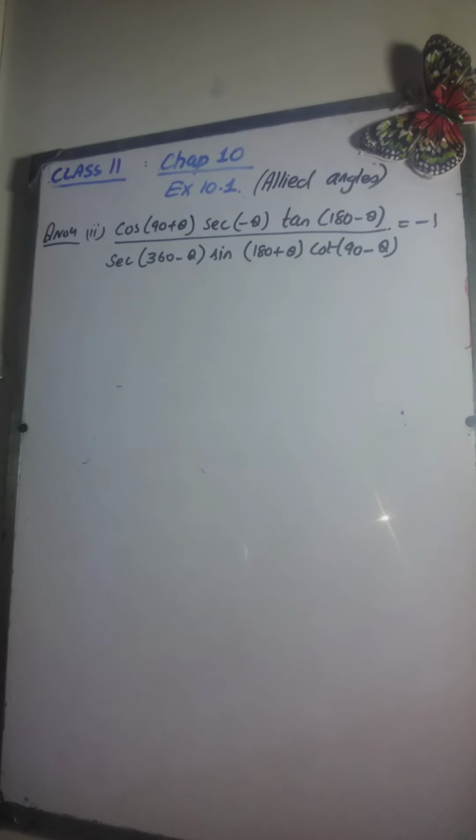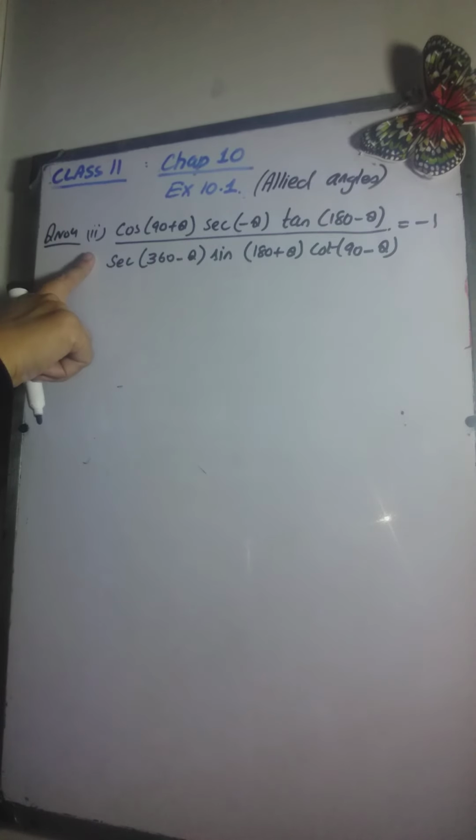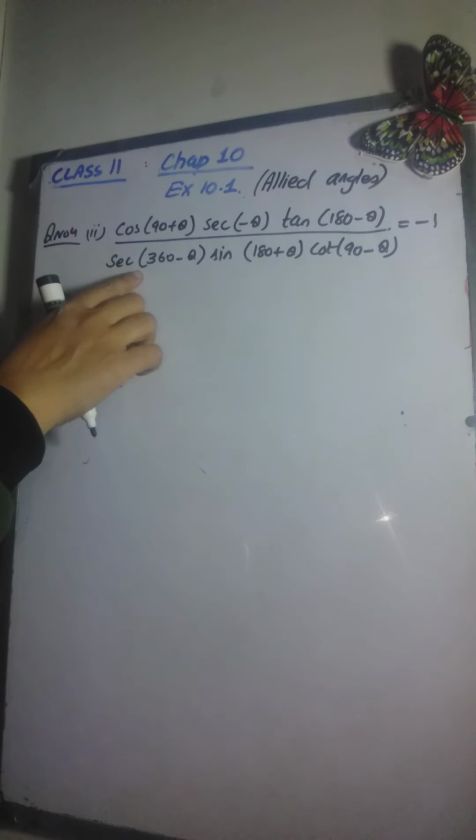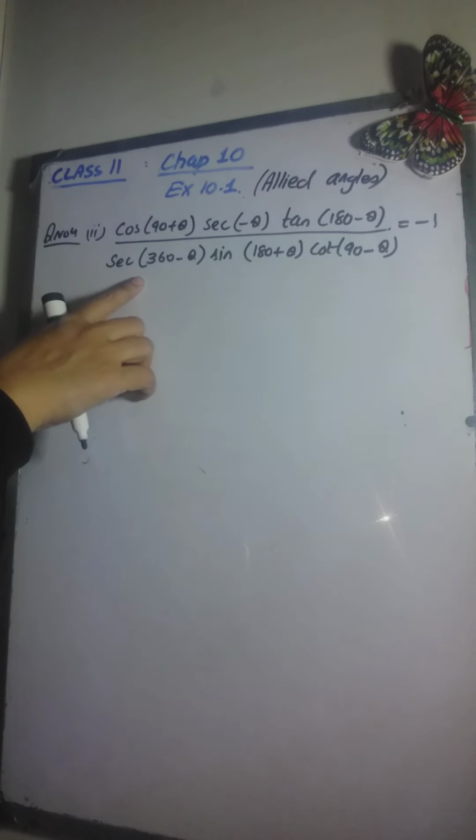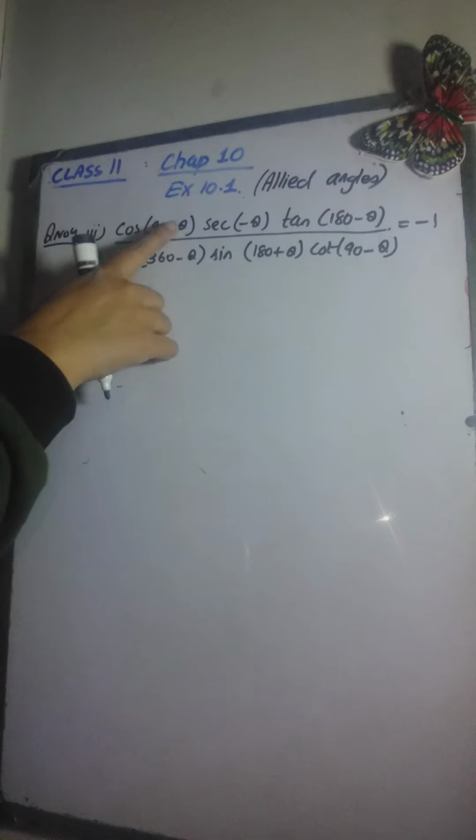Bismillahirrahmanirrahim. Continuing with exercise 10.1, we are going to do question number 4 part 2. In this question we are again going to use the concept of allied angles. The first part is cos of 90 plus theta.